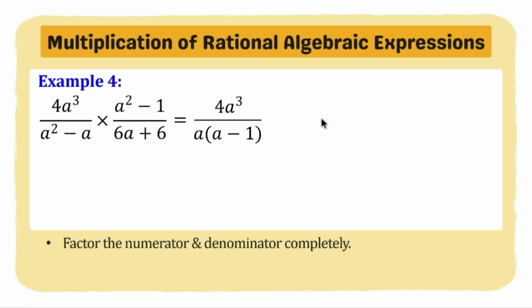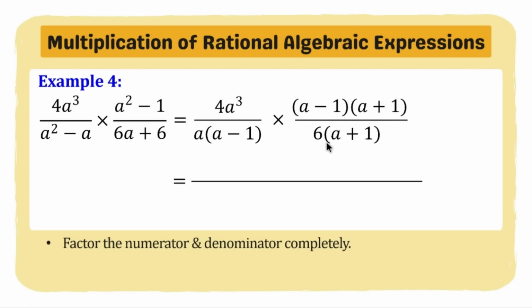Okay? Next one, we have here a squared minus 1. Ano po ang factor nito? This is difference of two squares. So it's just a minus 1 times a plus 1. Special product po ito, no? And then we have here 6a plus 6. Meron bang common sa first term and second term? Yes, and that is 6. So common monomial factoring. Now we can cancel out yung mga pwede nating i-cancel.